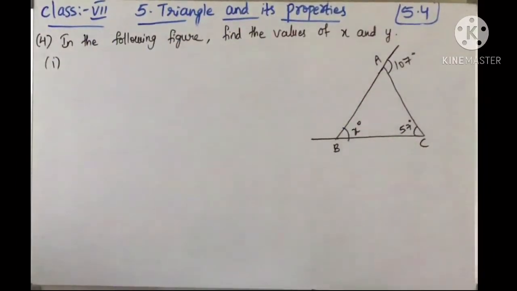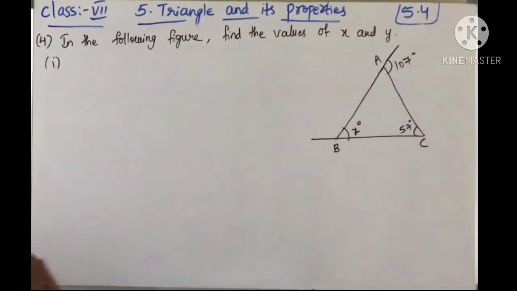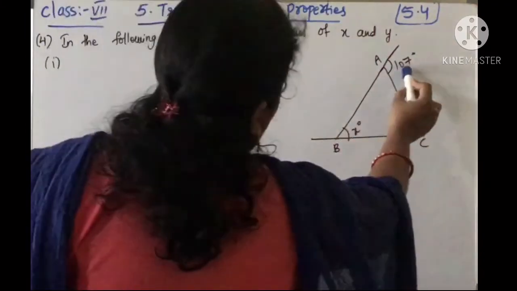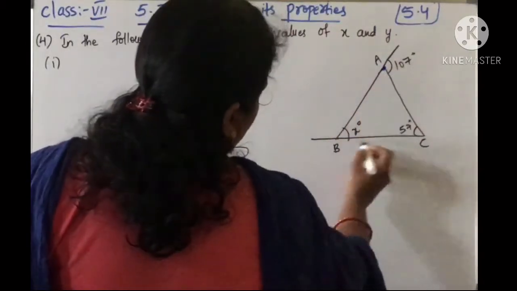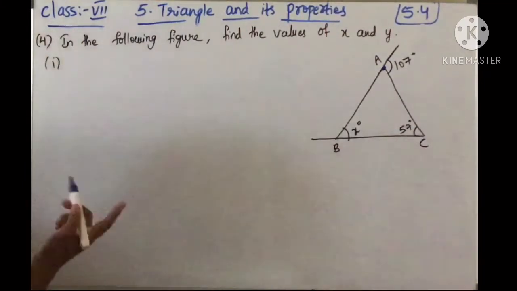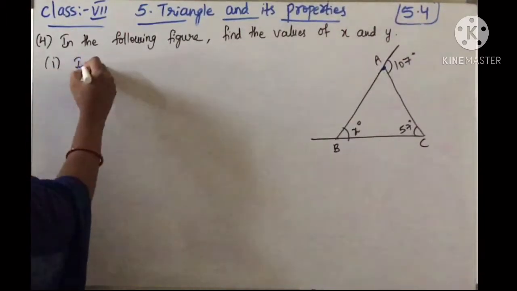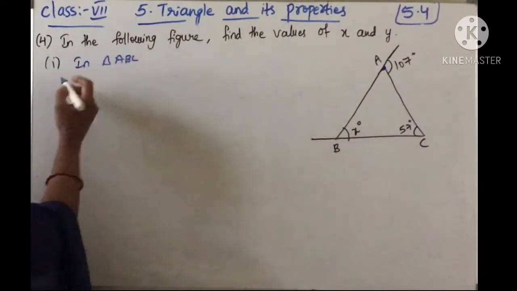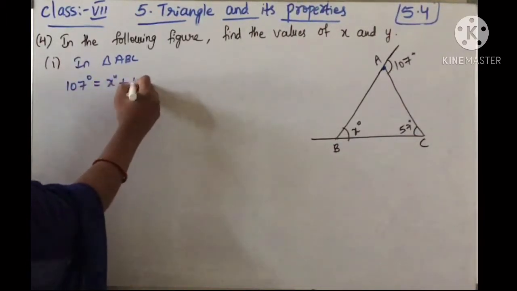Coming to the fourth question, children. In the following figure, find the values of x and y. In the first figure they have given only x. Triangle ABC is given, x we don't know, and 107 is the exterior angle. Here the opposite of this exterior angle is nothing but BC. So I can take the exterior angle property, children. The exterior angle is equal to the sum of the two interior opposite angles. So in triangle ABC, 107 degrees is equal to x degrees plus 57.